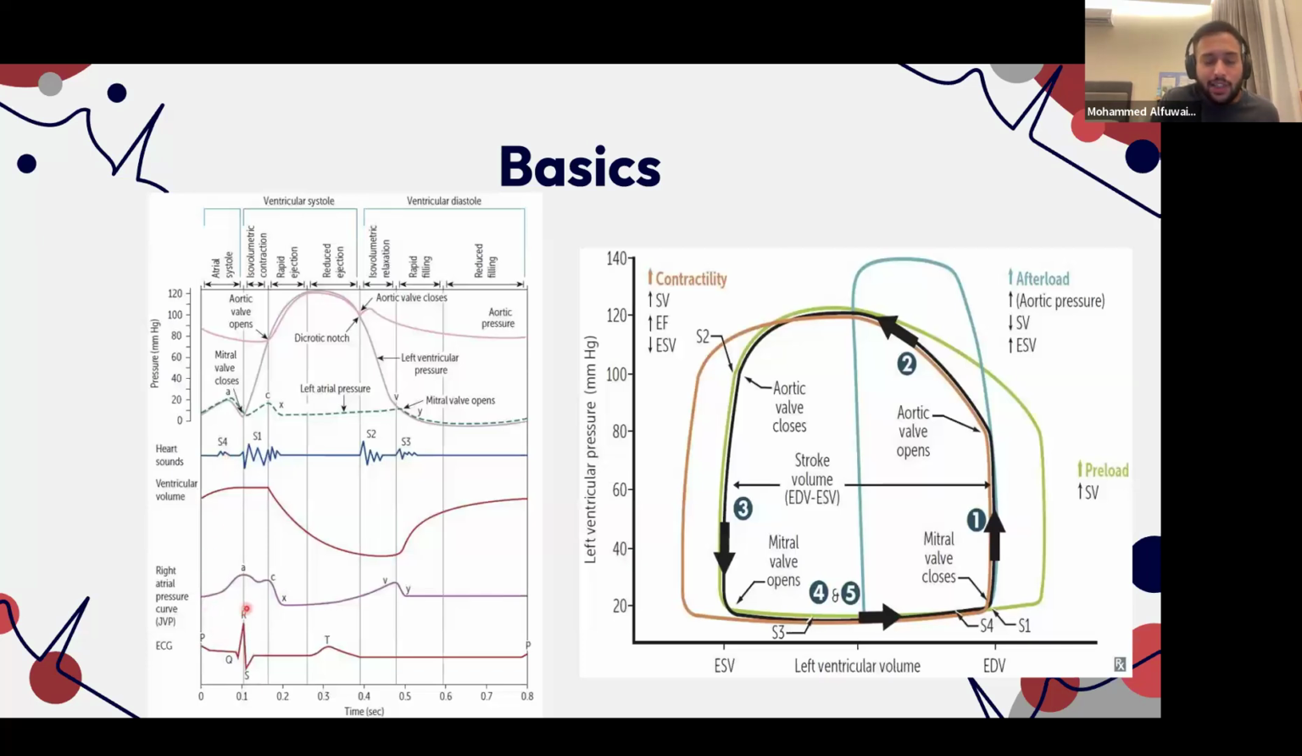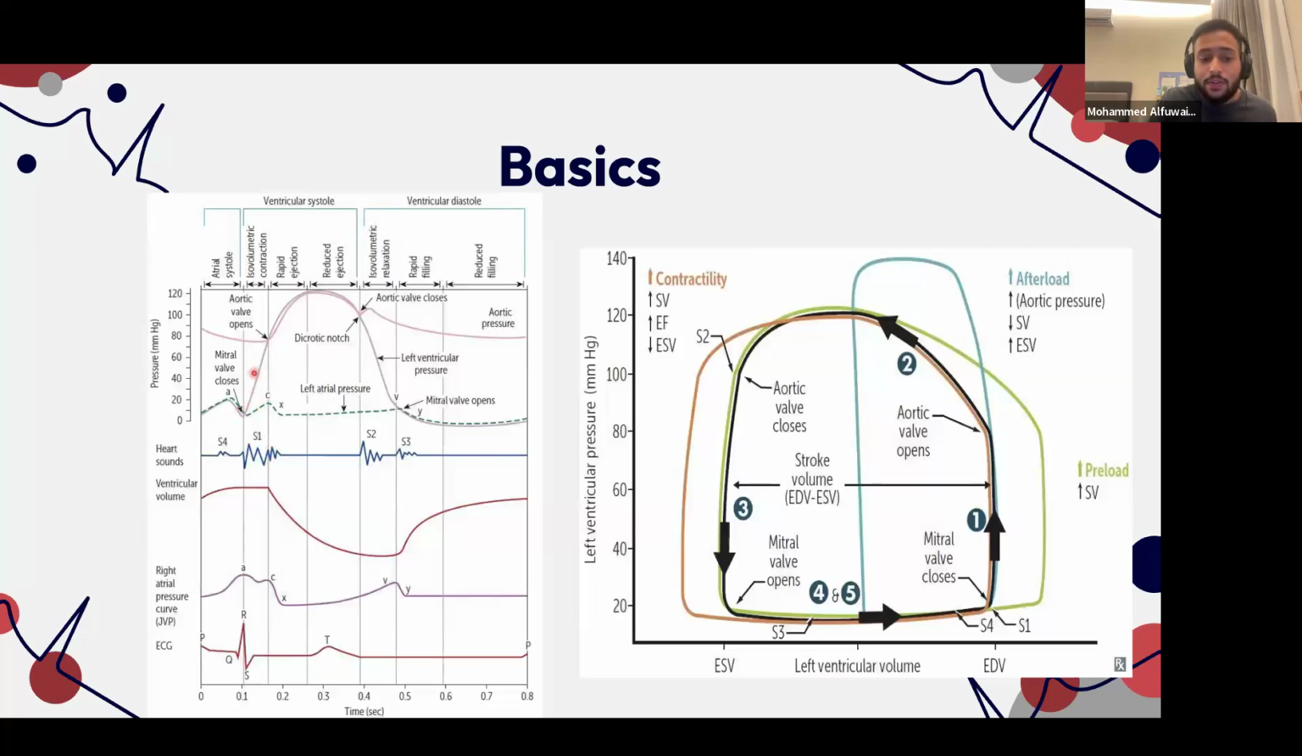To explain the cardiac cycle, just basics, let's start over here where the mitral valve will close. As you can see, firstly you have the mitral valve closing. Why does it close? Because ventricular pressure will start to become higher than atrial pressure. As you can see in the ECG, the QRS complex tells us that ventricular depolarization is starting. So the first thing that happens is the mitral valve closes, as you can see from S1.